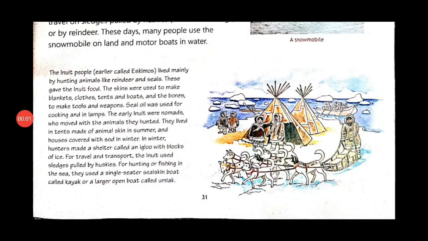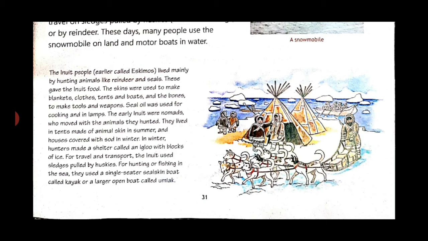Now, moving towards the next paragraph, children, the Inuit people, earlier called Eskimos, lived mainly by hunting animals like reindeer and seals. Now children, the Inuit people, earlier what were they known as? They were known as Eskimos. Okay, so how did they live? They lived mainly by hunting. Which animals did they use to hunt? Animals like reindeer and seals.